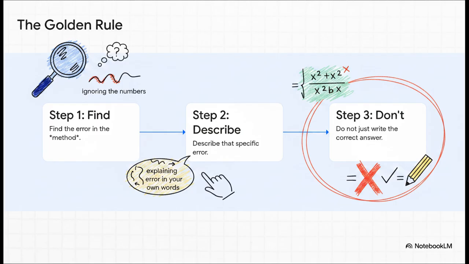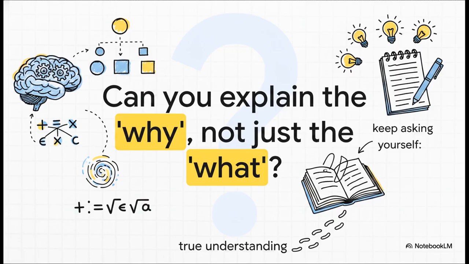First, find the mistake in the student's process, in their method. Second, describe that specific process error. And third, this is the big one, do not just write down the correct final answer. Always, always focus on the method. And really, that brings us to a final thought.